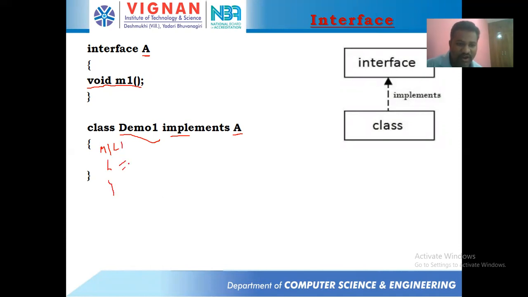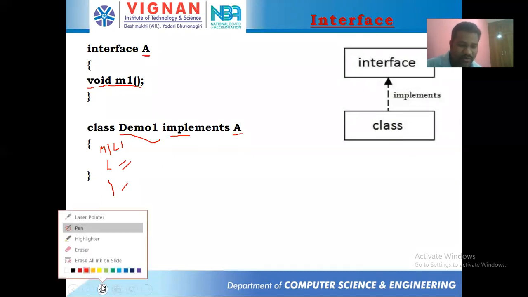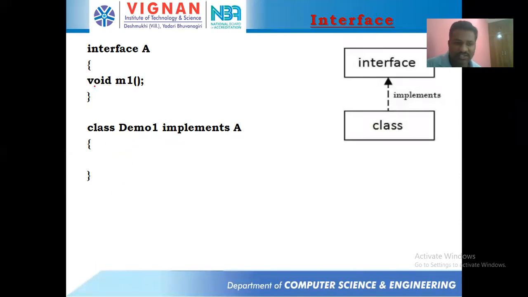Suppose the programmer is not interested to provide implementation for this m1 method. Then this demo1 class has to become which class? Respond. Abstract class. Very good. The reason is that this is an abstract method. In the interface, we have an abstract method. This interface was implemented by this demo1 class.